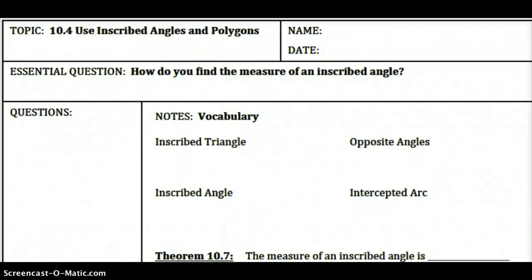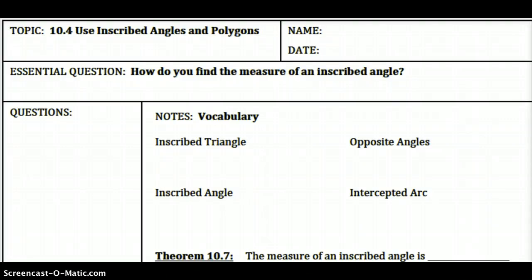10.4. Use inscribed angles and polygons. Essential question: how do you find the measure of an inscribed angle? Well, we know how to find the measure of an angle. We just have to figure out what an inscribed angle looks like. So let's do some vocab here.